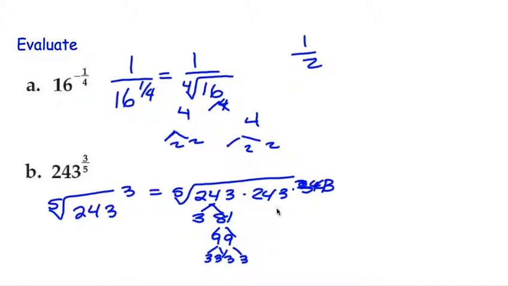Fifth root, I need sets of 5, so I pull out 3 groups of 3, which is 3 cubed, which then becomes 27.